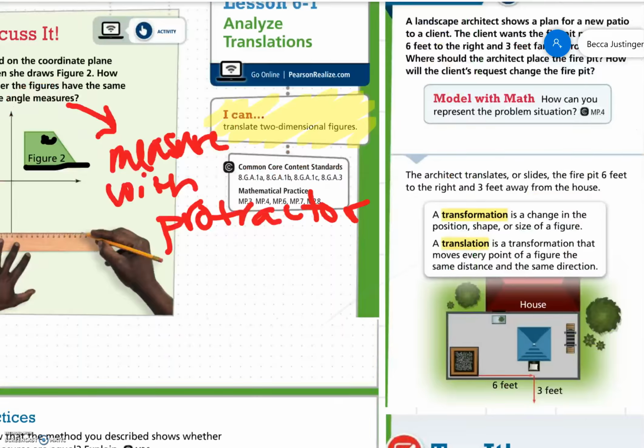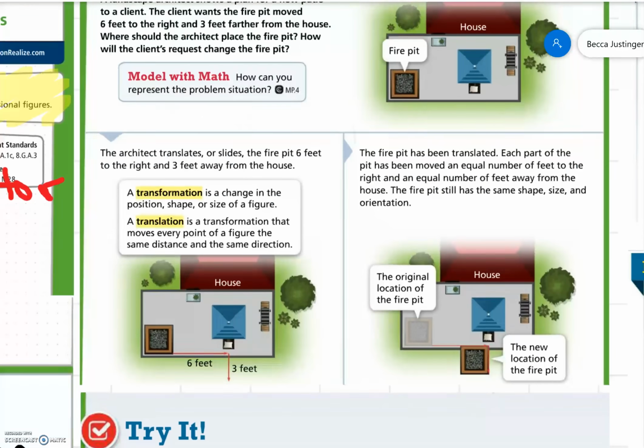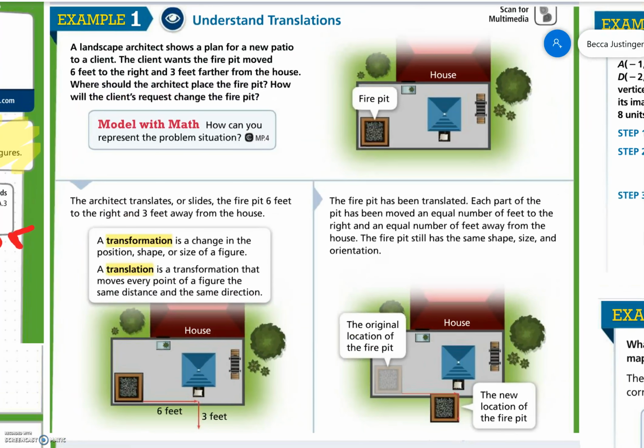All right, example number 1. Understand translations. A landscape architect shows a plan for a new patio to a client. The client wants the fire pit moved 6 feet to the right and 3 feet farther from the house. Where should the architect place the fire pit? How will the client's request change the fire pit? The architect translates or slides the fire pit 6 feet to the right and 3 feet from the house.